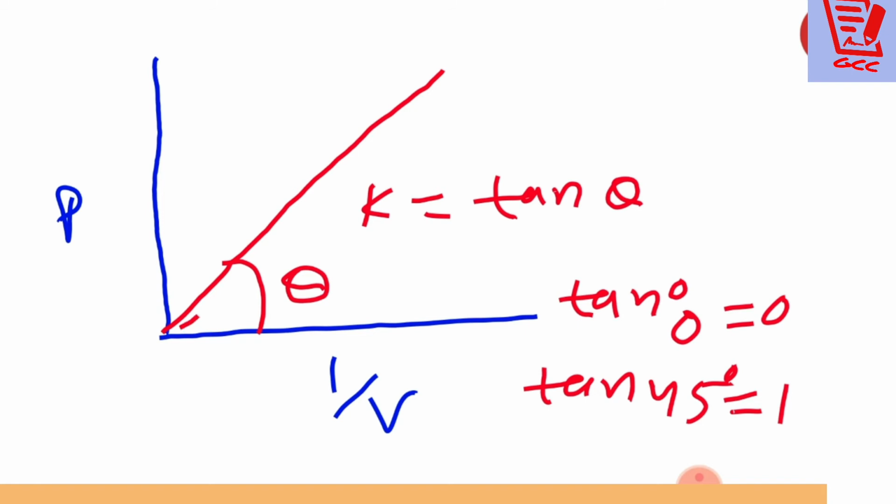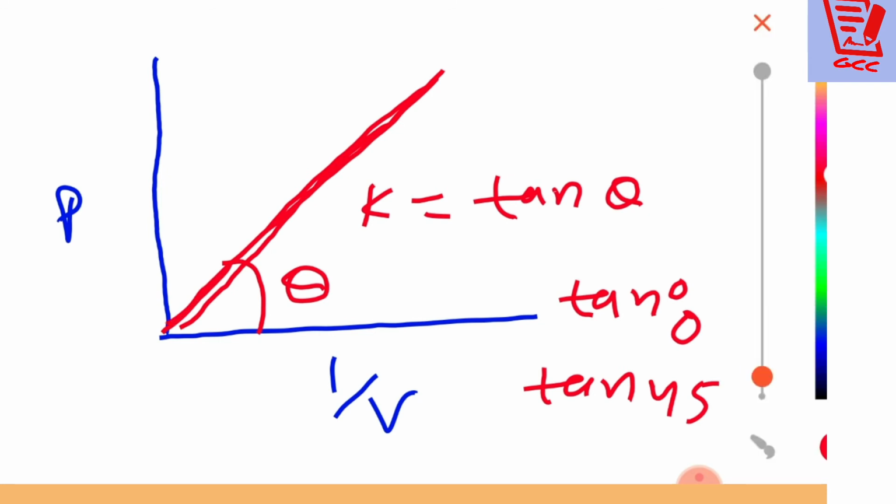This curve is for 0 degrees. If I have to draw one more curve for temperature 30 degrees, then this curve will be upside from it. Okay, because as theta will increase, T will increase. So just remember this point. Clear? So this is the graph that we have discussed between P and 1 by V.